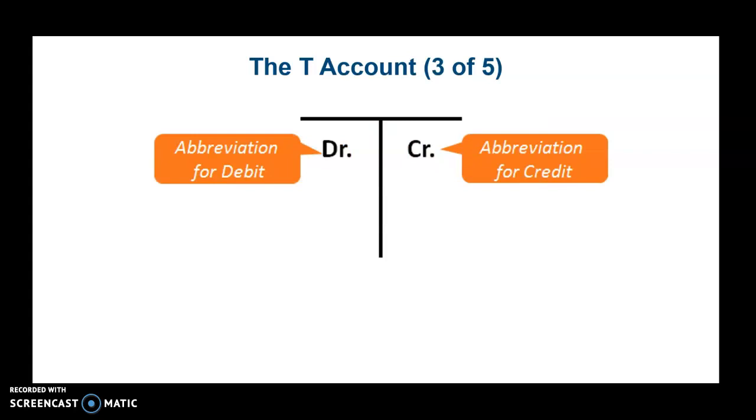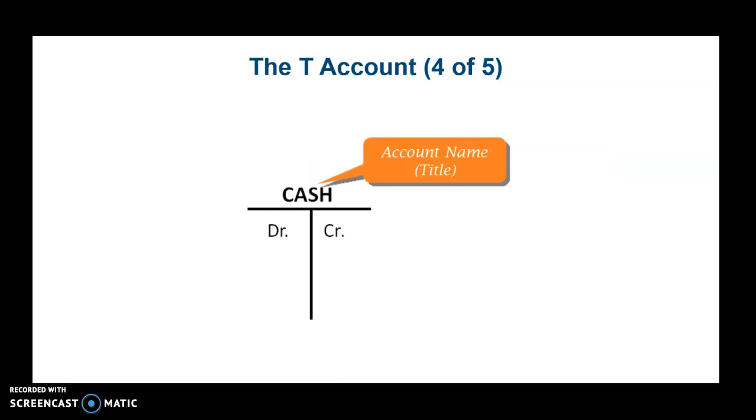There are abbreviations that you'll see a lot for debit and credit. Debit is DR, credit is CR. And yes, I know there's no R in debit, but we still use it as an abbreviation of just DR. It just simplifies things for us as you're going through your accounting.